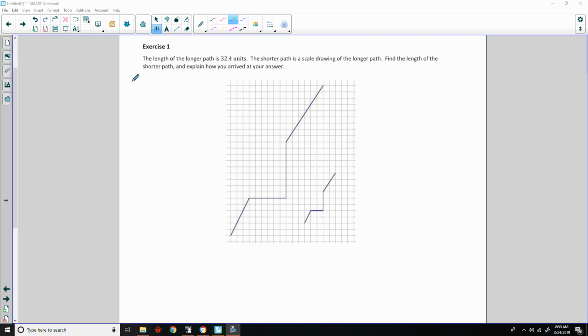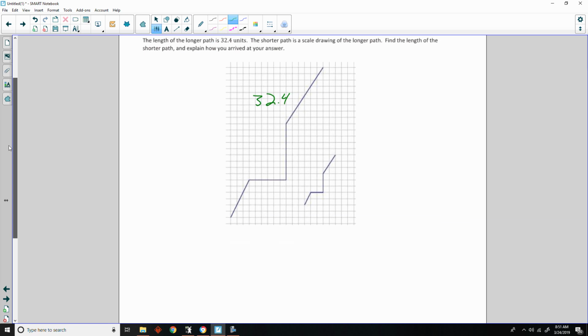The length of the longer path is 32.4 units. So from here up to here, over, up here is 32.4 units. The shorter path is a scale drawing of the longer path. Find the length of the shorter path and explain how you arrived at your answer.